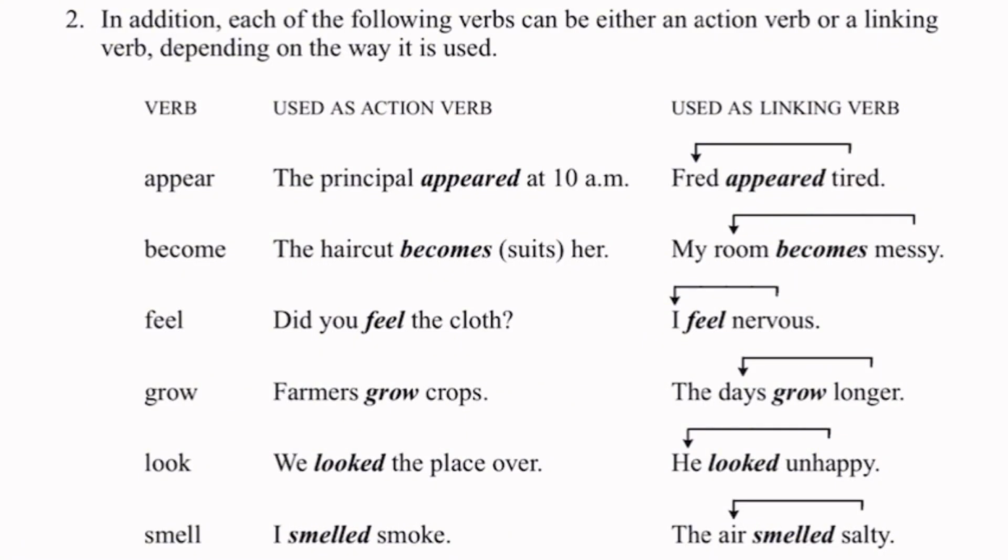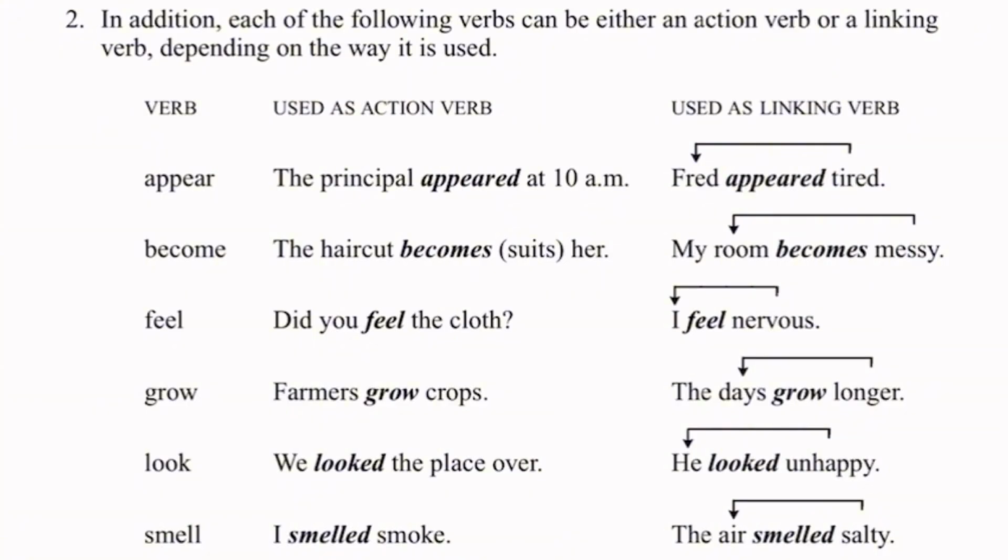Let's look at become. The haircut becomes her. That's it, it suits her. That's an action verb. What happens to the haircut? It becomes her. My room becomes messy. Becomes there is linking my room to messy.